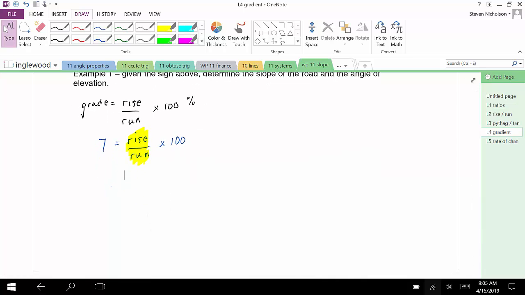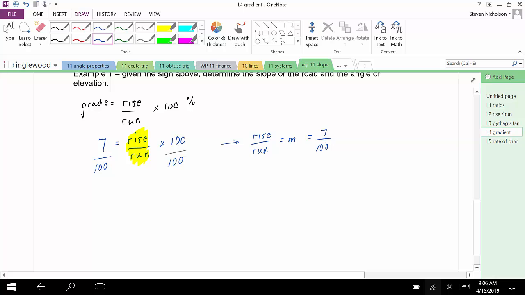So basically, algebraically, what we're going to do is move this 100 over to the other side. And the way we move it is we undo a multiplication, and we undo a multiplication with a division. And what that gives us is that the rise over run, which is equal to our slope, as we've discussed before, is equal to 7 over 100.